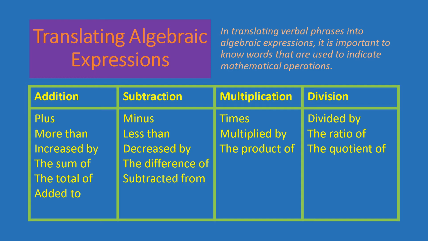For subtraction there is minus, less than, decreased by, a difference of, subtracted from. For multiplication, times, multiply, the product of. And then for division, divided by, the ratio of, the quotient of. So those are some examples.